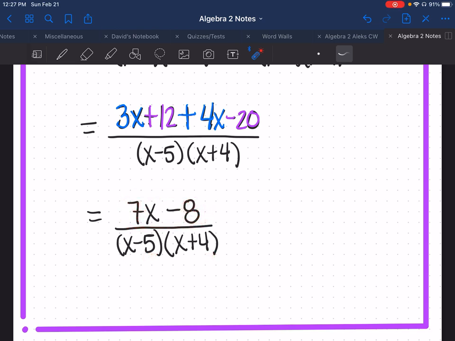Well, the problem is 7. 7 is a prime number. It is 1 times 7, and that is it. So 1 times 7, 8 is 1 times 8, and 8 is 2 times 4. So there's no way that it's going to factor. This is my answer. I don't have to multiply out the denominator.